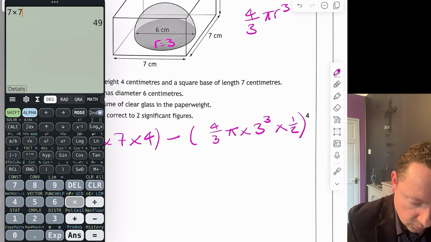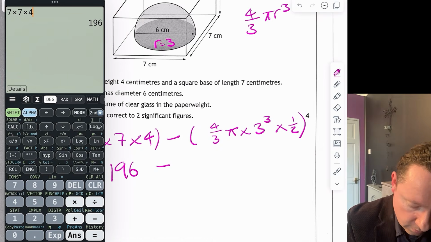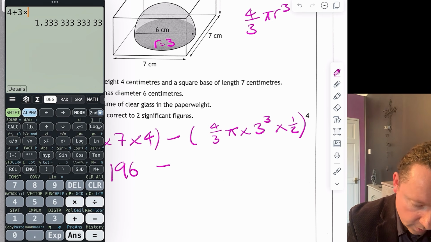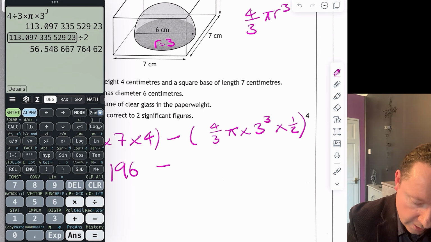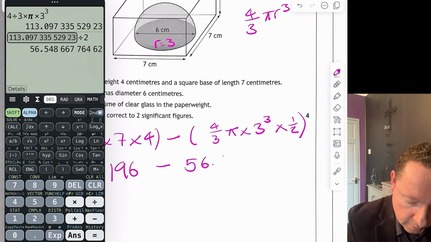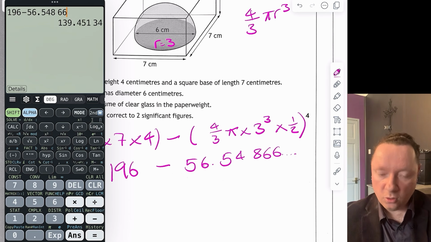So 7 times 7 times 4 is 196 minus 4 divided by 3 times the pi button times 3 to the power of 3 is 113.097. Divide that by 2 or times it by a half is 56 point. Now, I wanted to do significant figures, so just a reasonable number here, 54866 and so on, and if above it to round until at the end, 196 minus 56.54866. Now, it would have been 67 actually, but I've put dot, dot, dot, so I'm safe there.